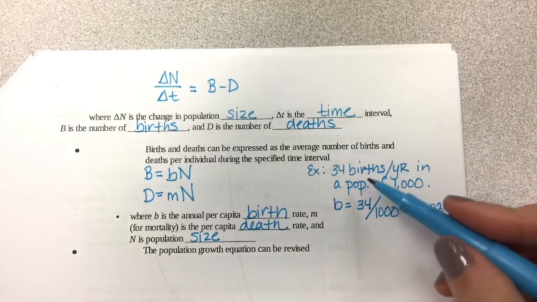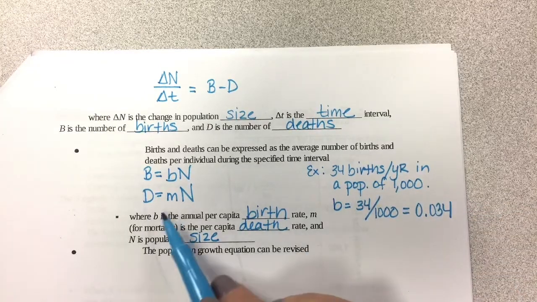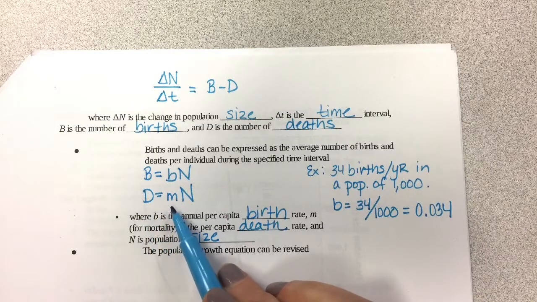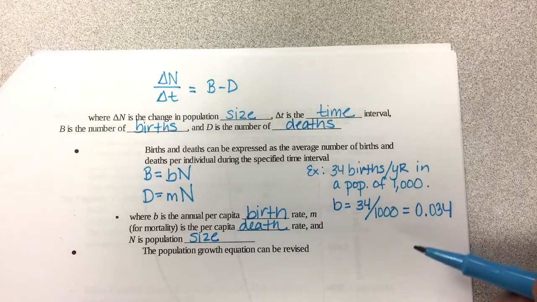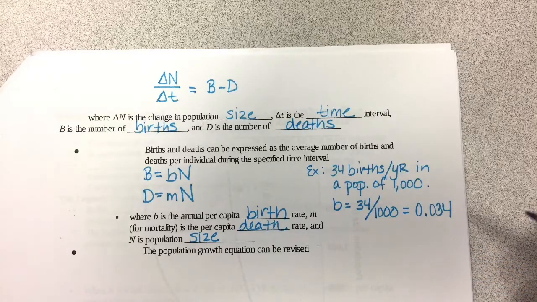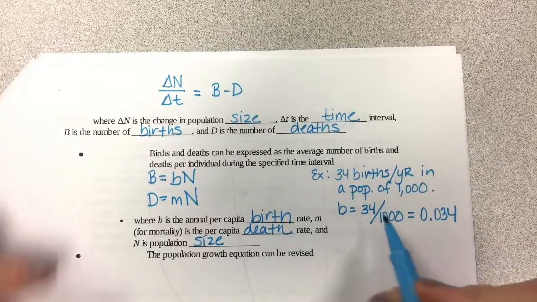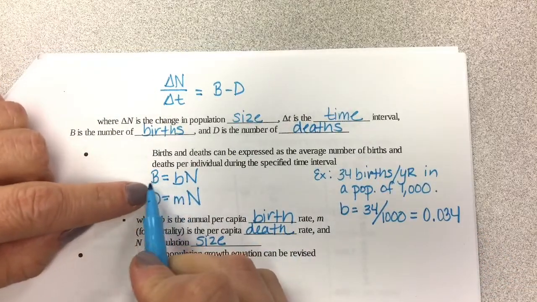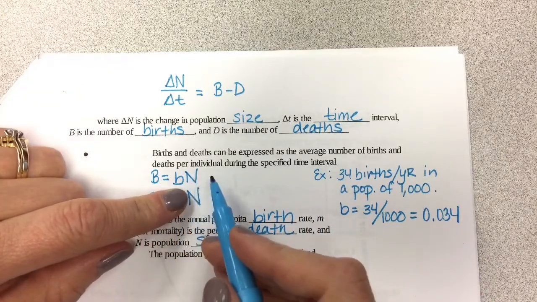All right, and then you could do the same thing for the deaths. To get little m, it would be the number of deaths per year divided by the number of individuals in the population, and that would be your death rate. So you have your birth rate and your death rate. If you know the per capita birth rate for a population, then you can apply that to a population of any size.